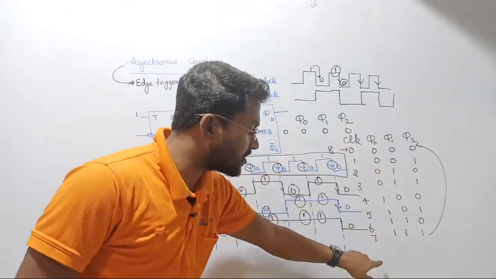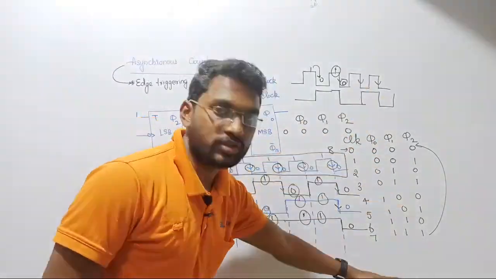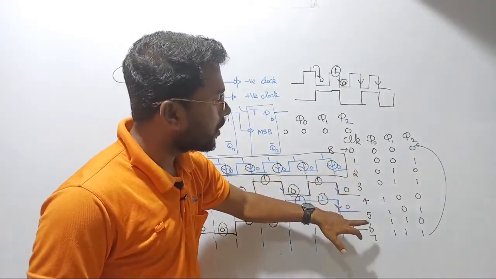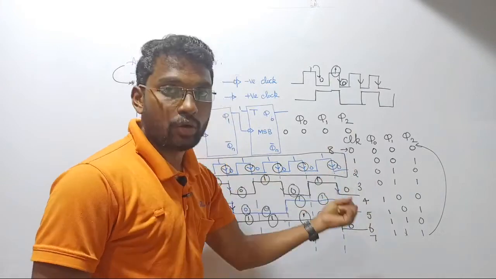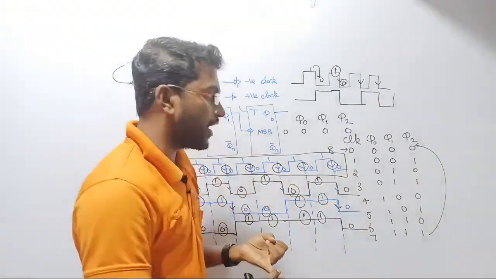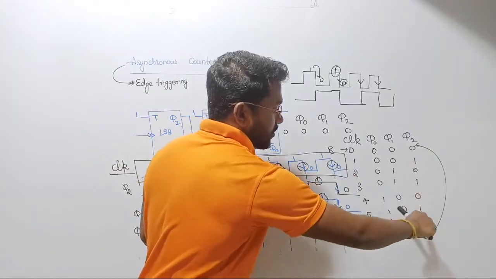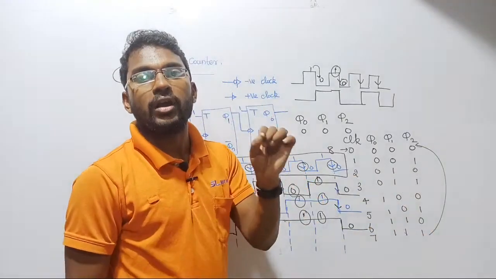This is called the number of states. This is called the number of counts. How many counts have I done here? 0, 1, 2, 3, 4, 5, 6, 7, right? Totally how many counts are there? 0 is also a count, right? So count 1, count 2, count 3, count 4, count 5, count 6, count 7, count 8. That is called a mod 8 counter, right?